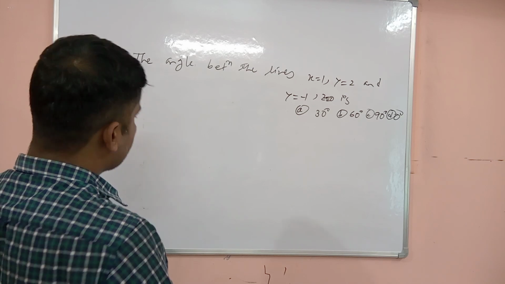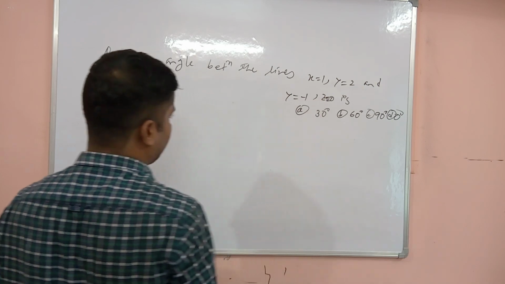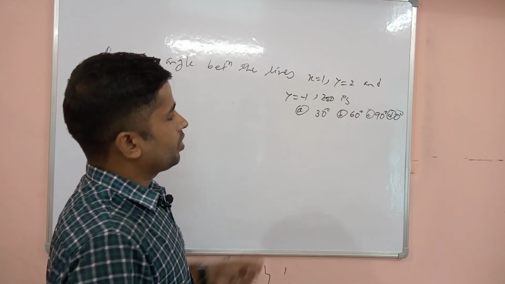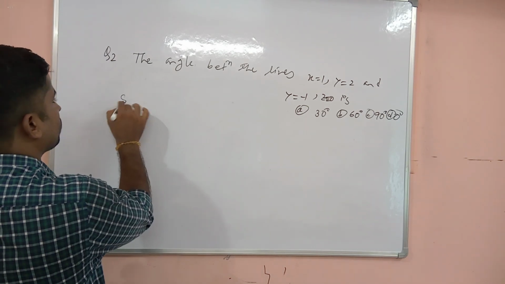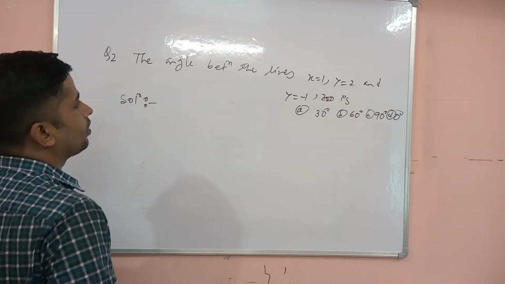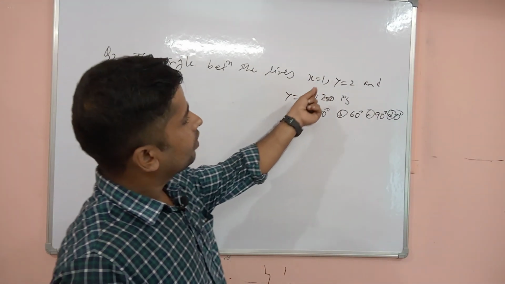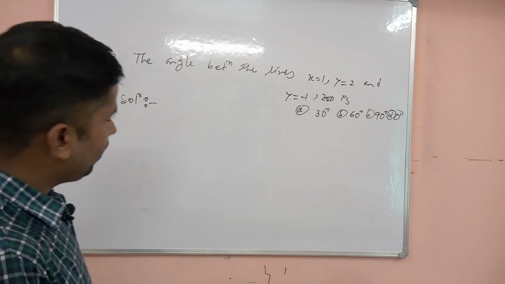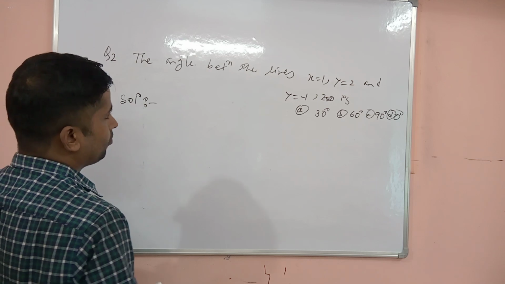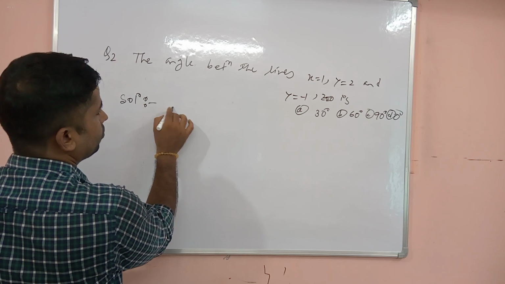The question suggests that this is an equation of a straight line and this is another equation of another straight line. So what to do? It is obvious that they are not in symmetrical form, so we should make them into symmetrical form. Let's see how to do it.